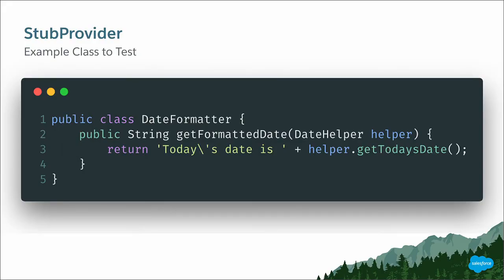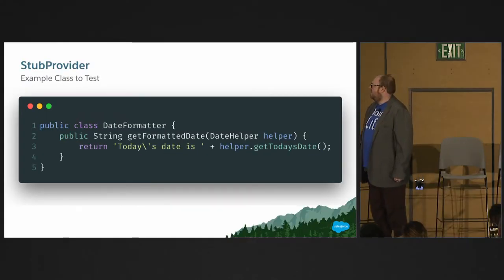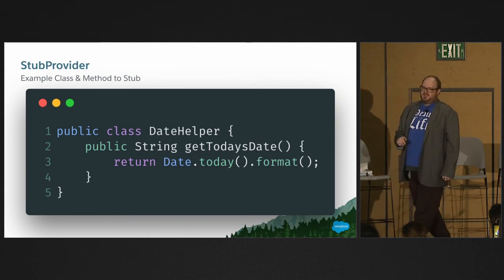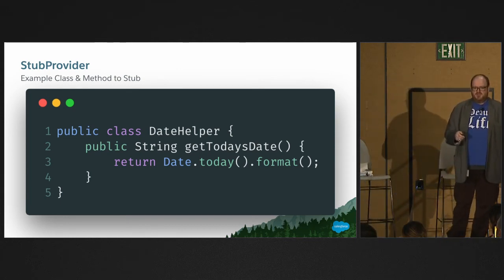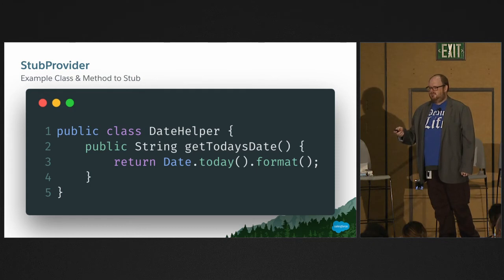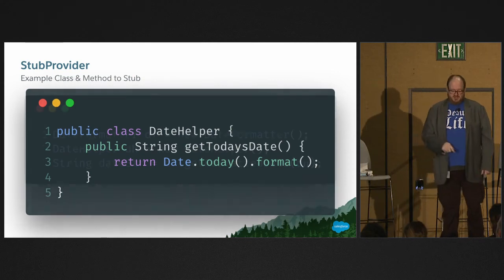Now, these are a little complicated to use, so I'm going to give you an example that's very stripped down here. We're going to have a date formatter class, and it's going to accept in our one method in this class a date helper class. This is the code that we're going to test, and we've got a date helper object that has a get today's date, and this is the date helper object that we're going to stub, and we're going to use this stub to get a mock of the get today's date method. Did everyone follow that? That was the complicated bit. That was the most complicated sentence in this entire presentation.